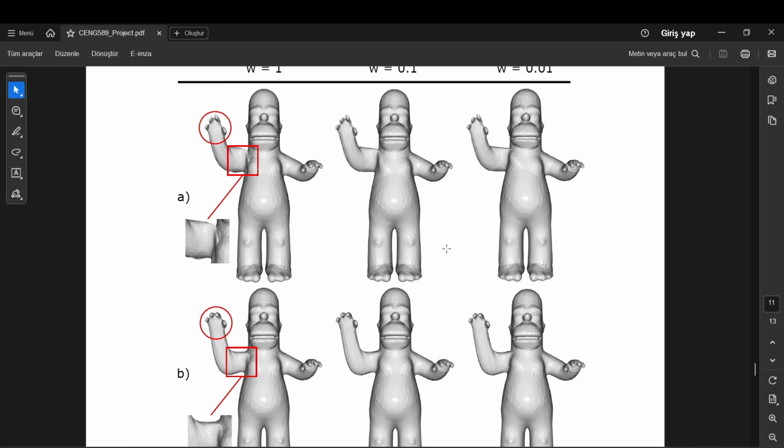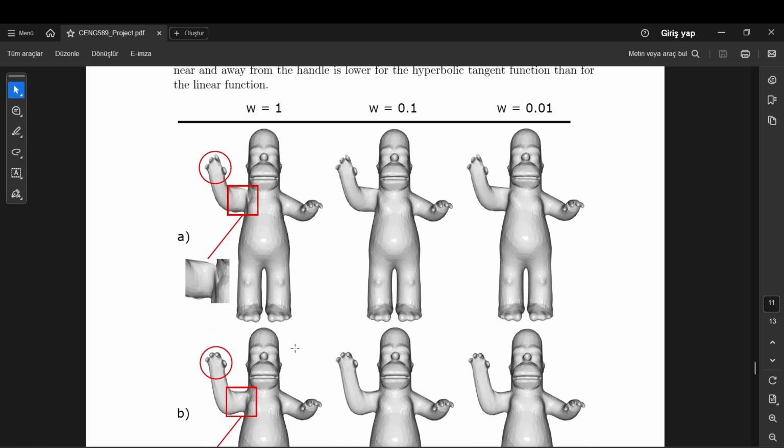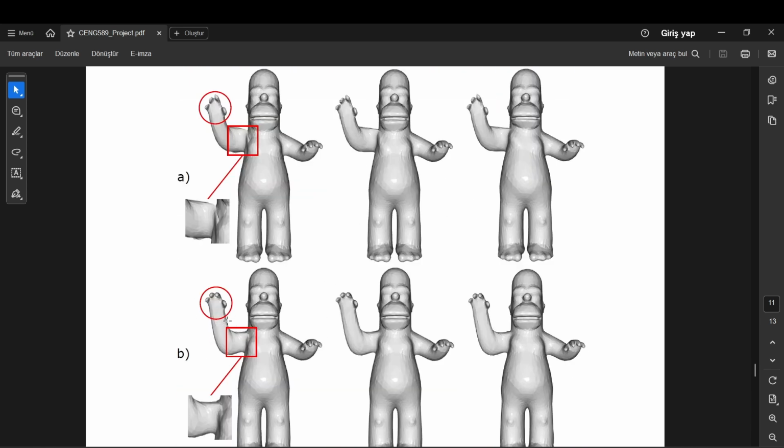But there is also a stretching effect in the hyperbolic tangent one, because at the end points the variations are low, but in the middle the variation is higher than the linear. Therefore, this stretching effect is observed at the middle regions.